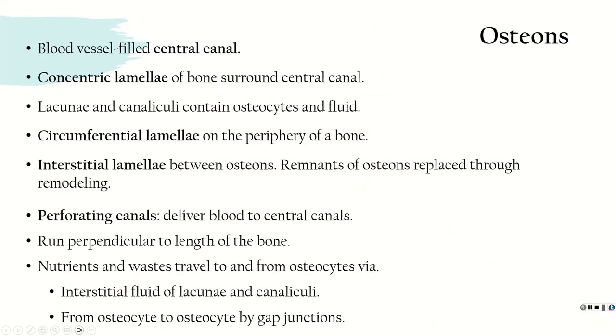So the osteons are the main organizational unit of the cortical bone. That's the main thing here. They have lamellae concentric rings around the canal. And then you have perforating canals that bring blood into the central canals.